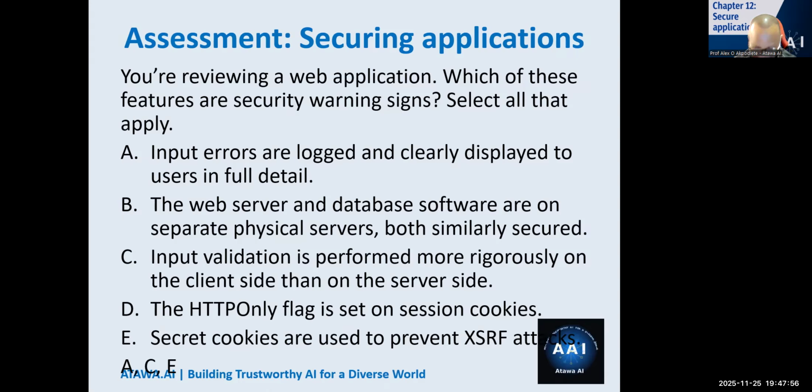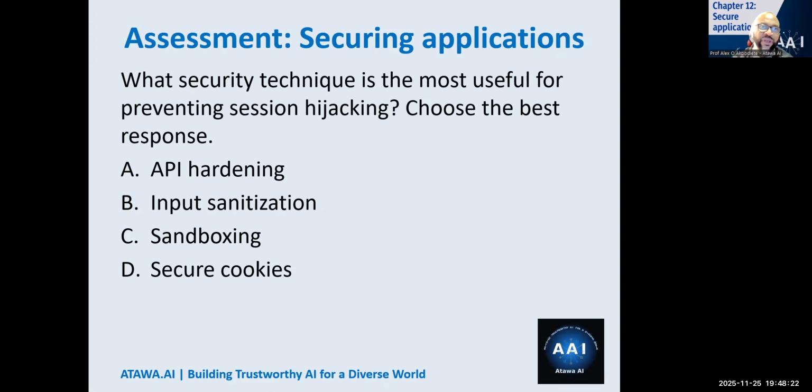So we already know that A, maybe what I was reading, is bad warning, right? Don't give too much detail to the person that is trying to brute force your network or do the wrong thing. And then you should perform input validation rigorously on both sides, please. Secret cookies are used to prevent the XSRF. That could be a warning, all right?